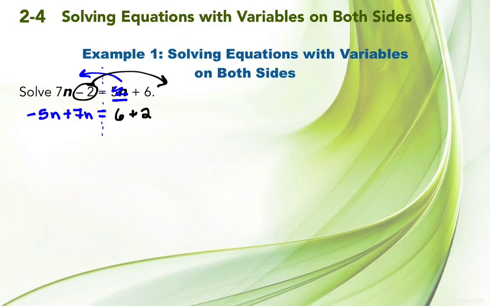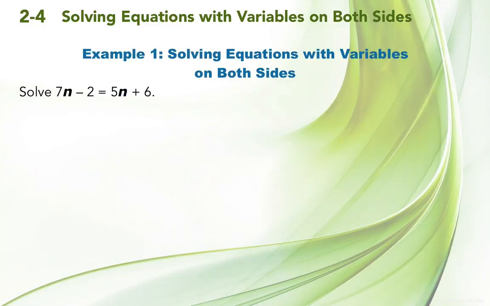Now it's real easy. Now all you have to do is a small bit of combining like terms here. So you have a negative 5 and a positive 7. That leaves us with a positive 2n equals 6 plus 2, which is just 8. Now we're going to finish up here with a simple division. We're going to divide both sides by 2. So my final answer here is going to be n equals 4. Let's go on to the next example.